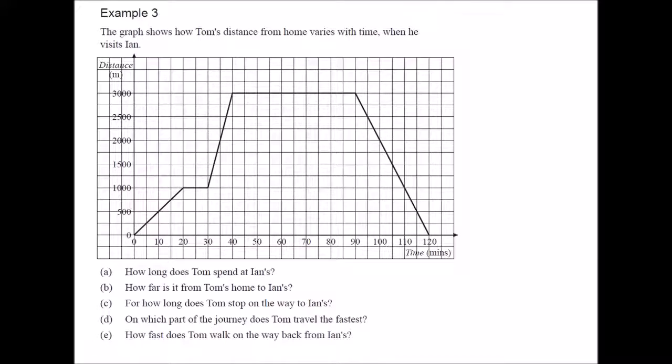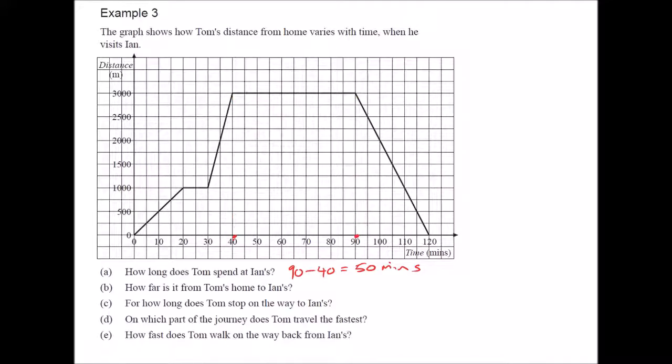How long does Tom spend at Ian's? Well, let's have a look. It's going to be the horizontal part where he's there. So obviously we're talking about this section between those 2 points. Now, how long is that? Well, this is at 90 and this bit here is at 40. So if we do 90 take away 40, we're going to get 50. So he spends 50 minutes at Ian's house.